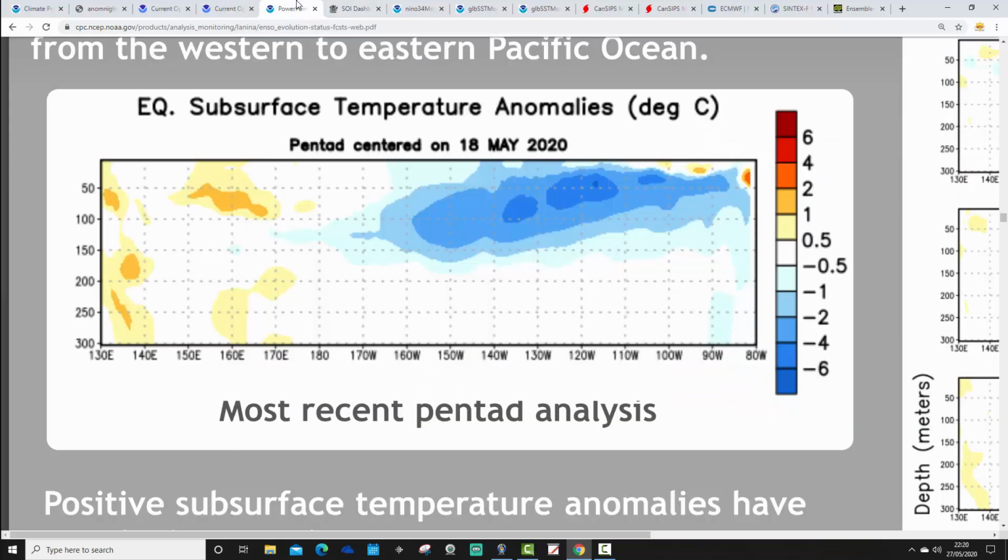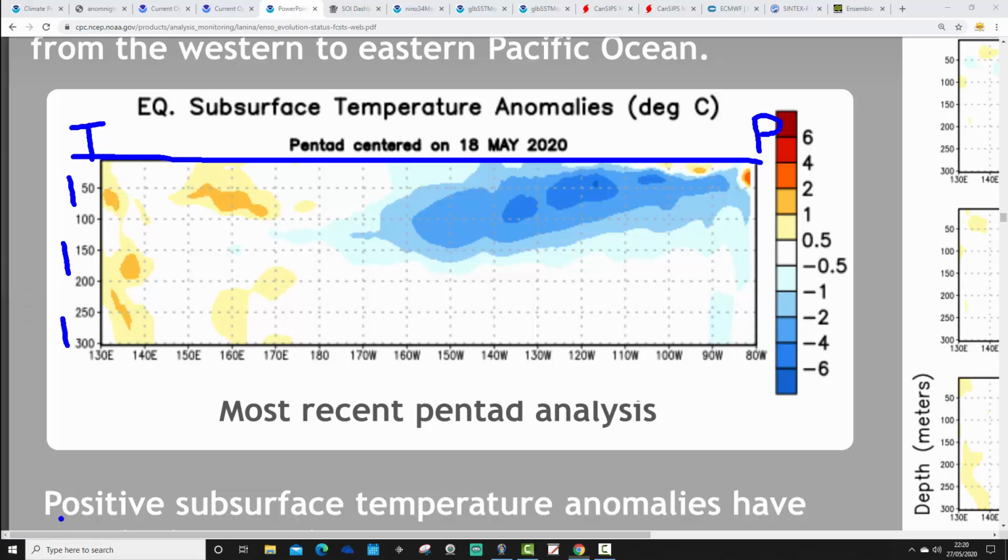Let's have a look at the subsurface temperature anomalies. This is from the CPC, NCEP and NOAA PDF. With this, you have to think that, again, this is the surface just here. That's Peru over there. That is Indonesia over there. This is the surface of the actual Pacific Ocean just here, and these are the depths of the ocean from 50 down to 150 down to 250 meters.